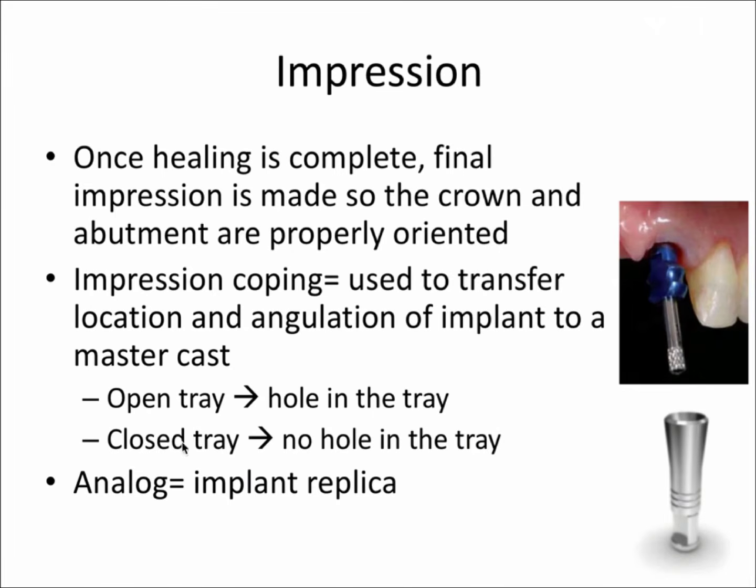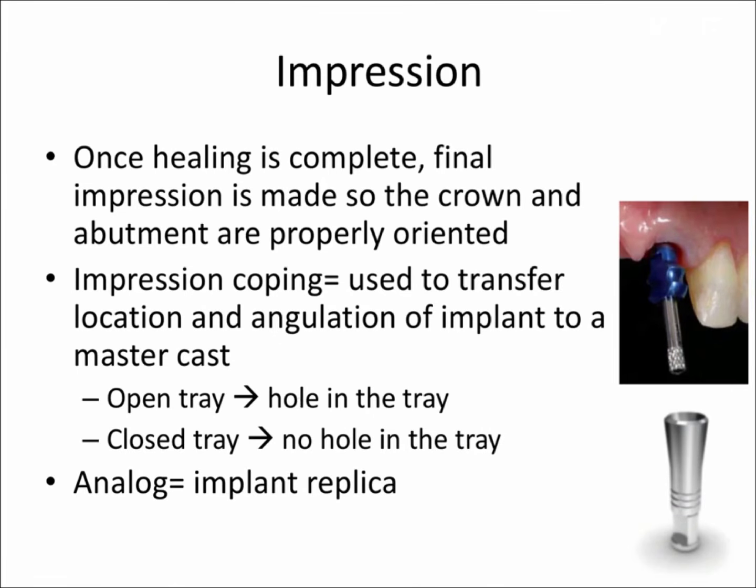The closed tray impression is when you take the impression like normal, and then you remove the impression, and then there's a little space in the impression material where that impression coping was. So then you later would unscrew that impression coping and then seat it in the spot where it was on the impression. So each technique has pros and cons and utilizes a different looking impression coping. This is an open tray impression coping.